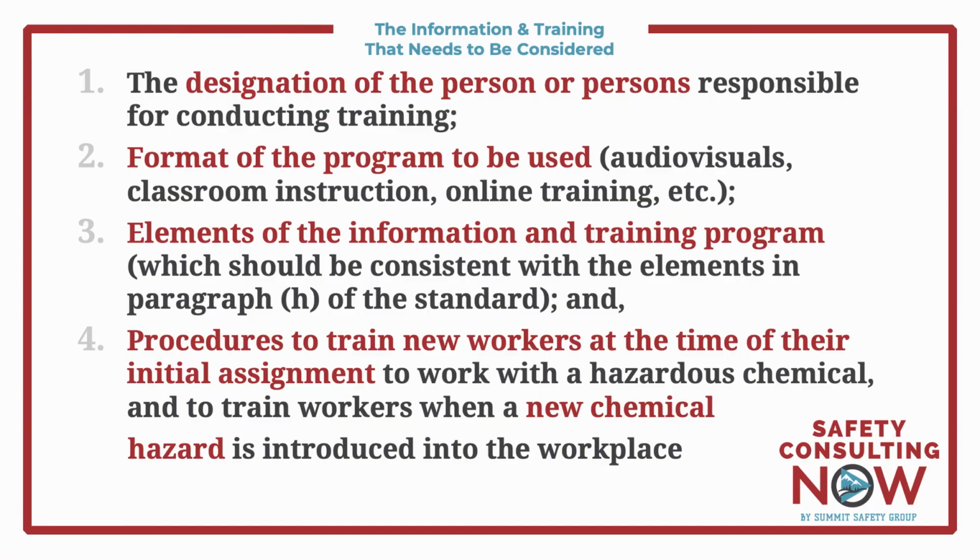In reviewing your hazard communication program with regard to information and training, the following items need to be considered. Number one, the designation of the person or persons responsible for conducting training. Number two, the format of the program to be used, such as audiovisuals, classroom instruction, online training, etc. Number three, elements of the information and training program, which should be consistent with the elements in paragraph H of the standard. And four, procedures to train new workers at the time of their initial assignment to work with a hazardous chemical and to train workers when a new chemical hazard is introduced into the workplace.